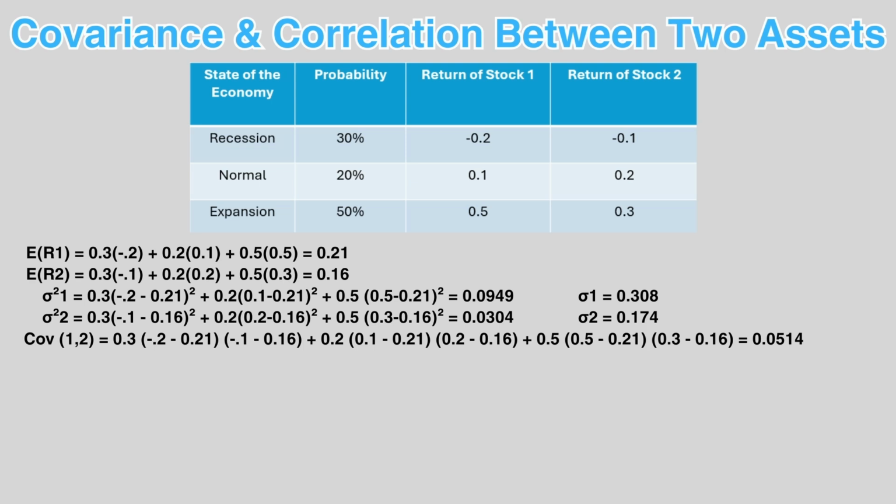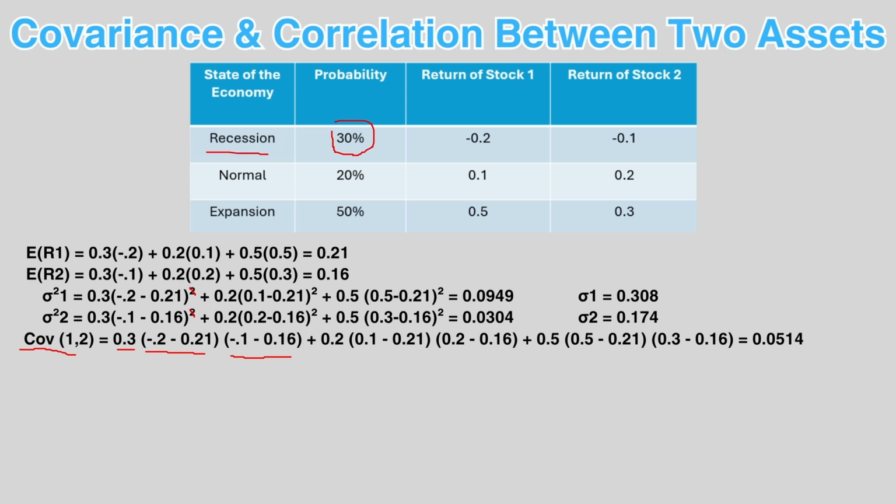Now we can calculate the covariance between stocks 1 and 2. So how we're going to do that is we're going to take the 30% probability of a recession state occurring. We're going to multiply it by negative 0.2 minus 0.21 and negative 0.1 minus 0.16. So where did we get these numbers from? You'll notice that we did them in the variance calculations for both stocks 1 and 2 respectively. The only difference is we added this square. We don't have to square it in the covariance calculation. So the 0.3 comes from the 30% probability of a recession occurring.